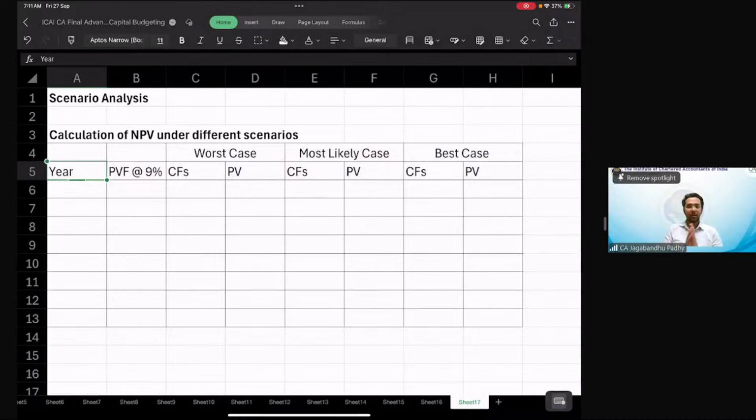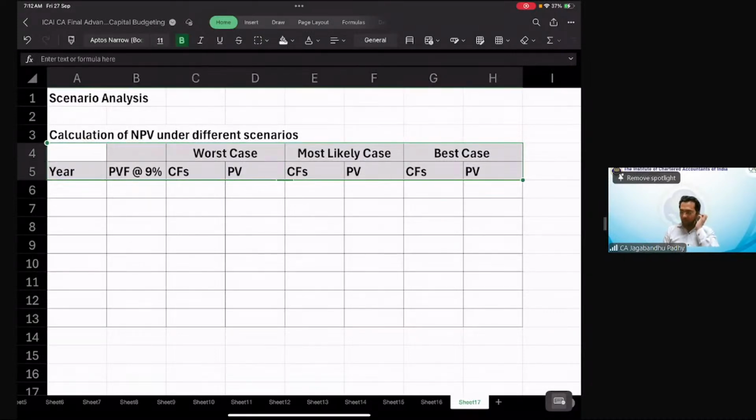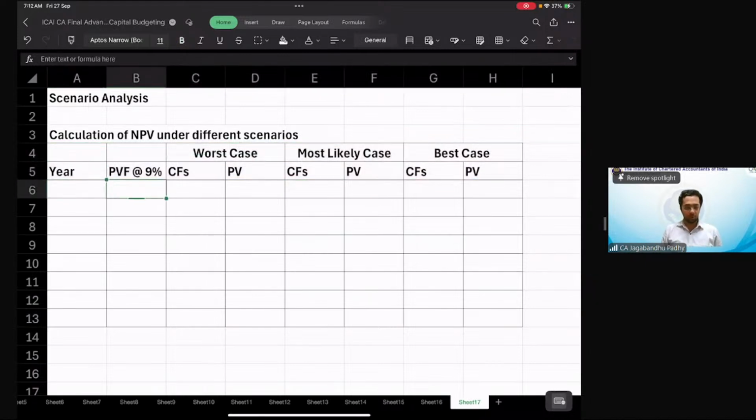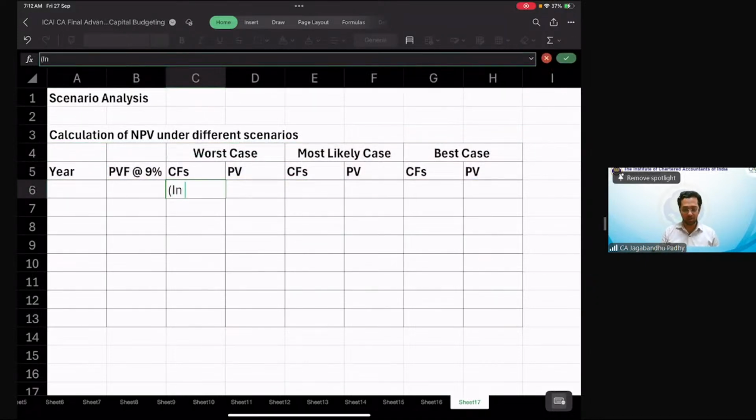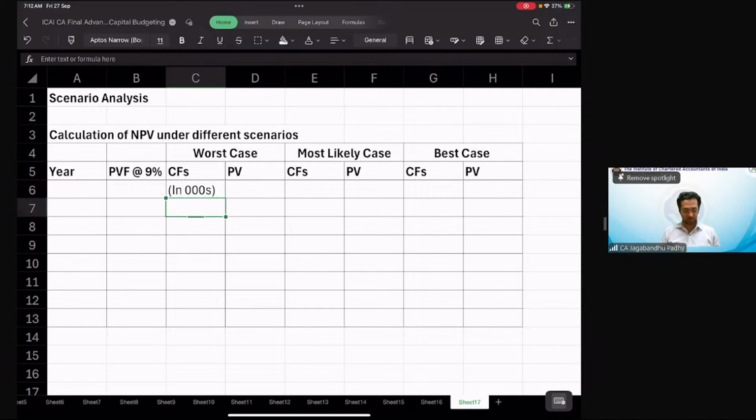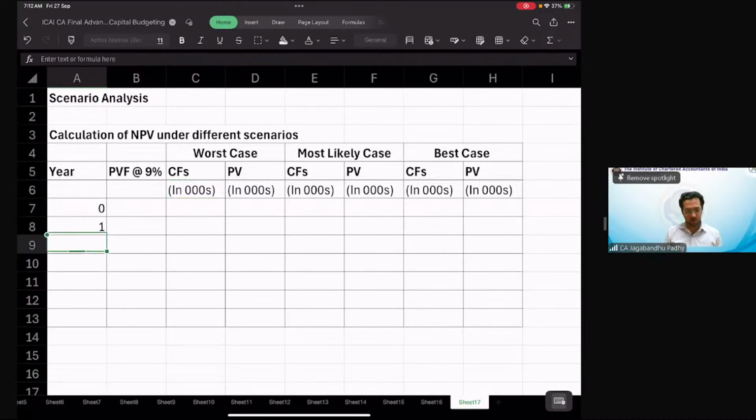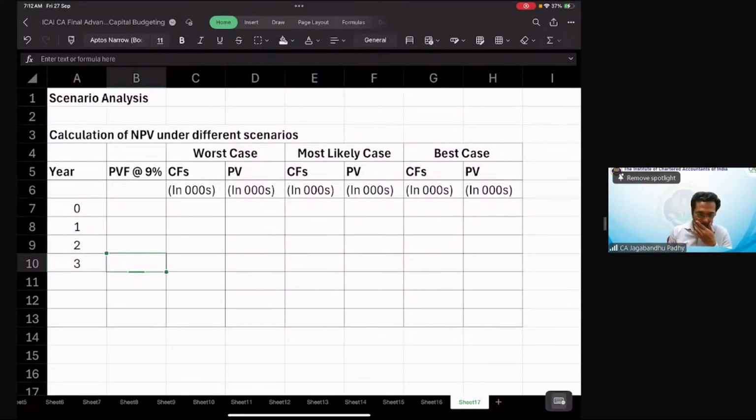So in this table, we'll be calculating the NPV under each of the possible scenarios, which is the worst, most likely, and the best case. Okay, so cash flows, we are going to take in thousands. To make things clearer, let's just take it in thousands. In fact, all the PVs and everything is going to be in thousands. So years, we are going to have 0, 1, 2, 3. 3 years in total. We'll write down the present value factors at 9%.